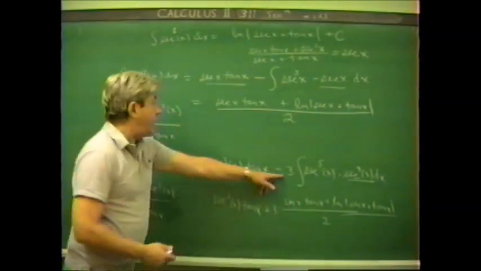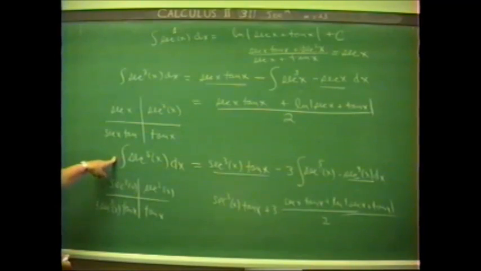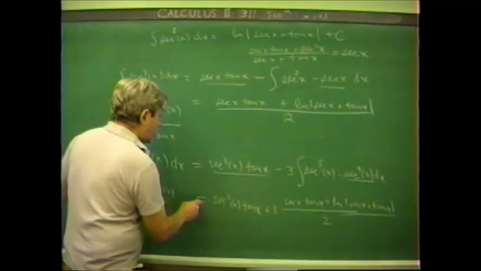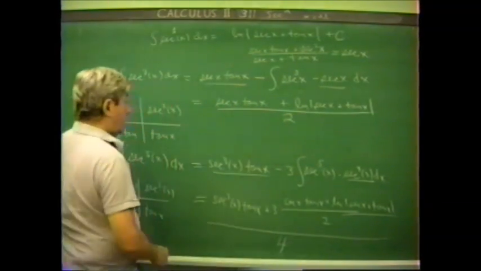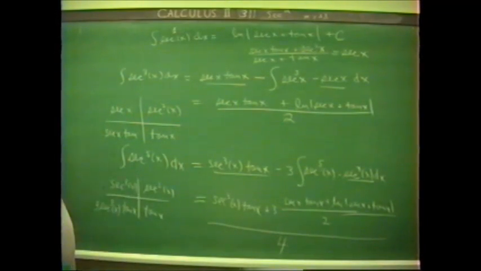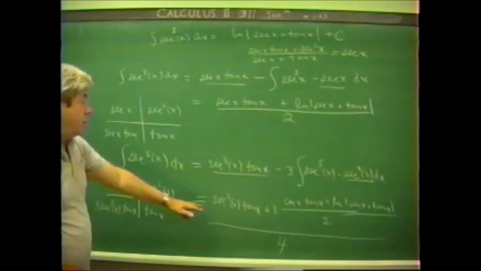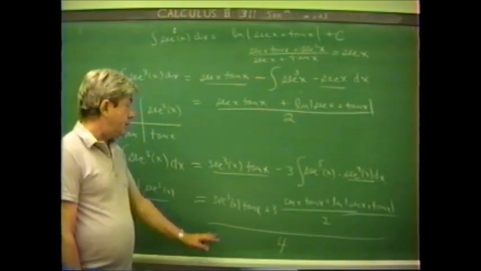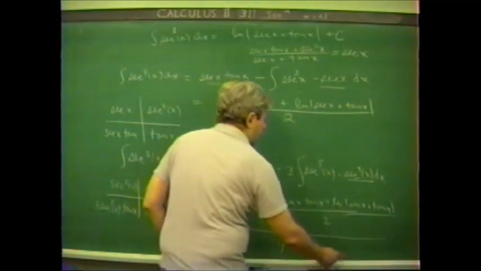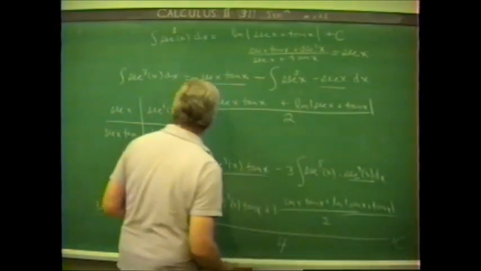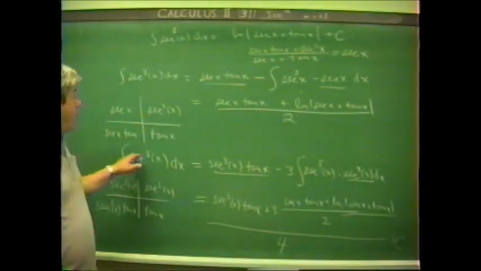Now we've got 3 secant to the 5th here. We bring them over to the right-hand side. We have 4 of them all together. And so if we divide this by 4, we get the antiderivative of secant to the 5th. Now, of course, this could be simplified a bit. The antiderivative of secant to the 5th is this, plus any constant. And from there you can get the 7th and the 9th and however high a power you wish.